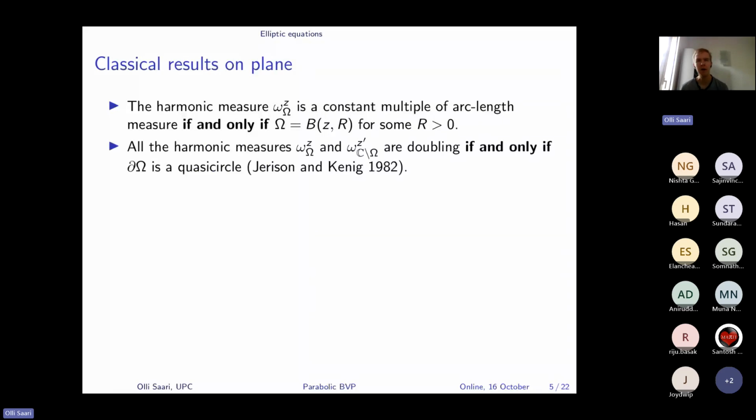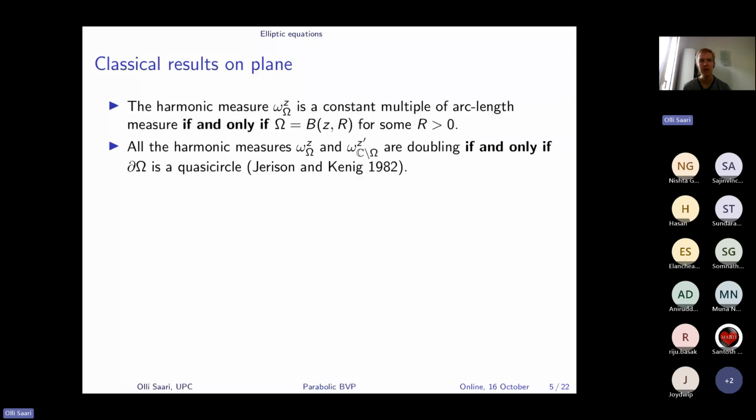So if we know that the harmonic measures of the interior and the exterior domain, you can also define the harmonic measure for the exterior domain. It's slightly more technical because you have to take into account you're in an unbounded domain, but you can still do it. So if both these are doubling, this means that the domain is actually a quasi-circle, and this implication can be reversed. It's very striking that it can be reversed.